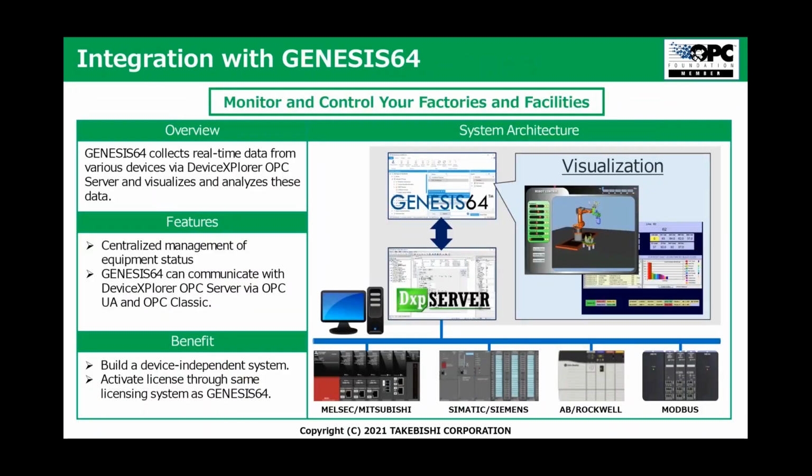As you can see, it is used to monitor and control factories and all facilities. At the bottom, you can see again the several PLCs. The DXP server reads out or controls the PLCs, reads out the data, translates it and communicates it to the Genesis64 environment. So Genesis64 collects this real-time data from the various devices via this OPC server, and with that Genesis is able to visualize and analyze all that data. You get centralized management of all your equipment in your factory, for example, and Genesis64 can communicate with this OPC server via OPC UA or OPC Classic.